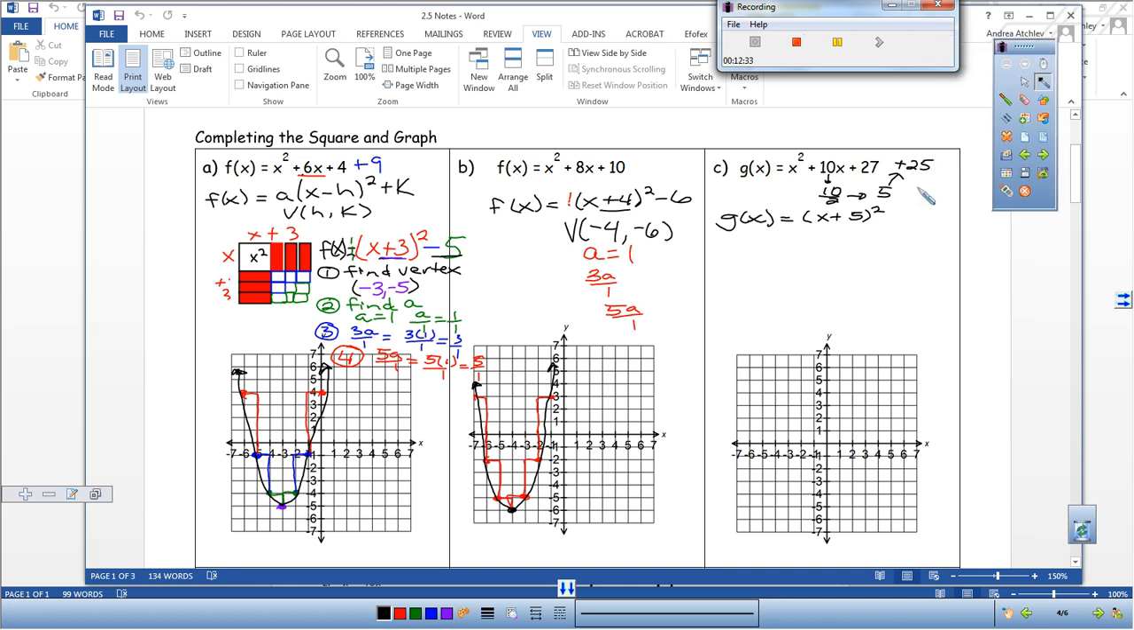So far, so good? Okay, so now I need 25, but I have 27. So how many extra do I have? So I have an extra 2. Does that make sense? So basically what we're doing is just subtracting these, okay, subtracting these to get that number here. Any questions over that?